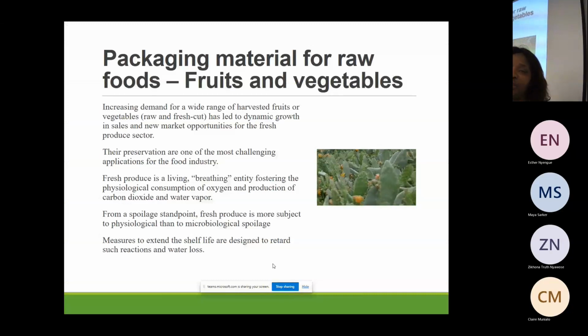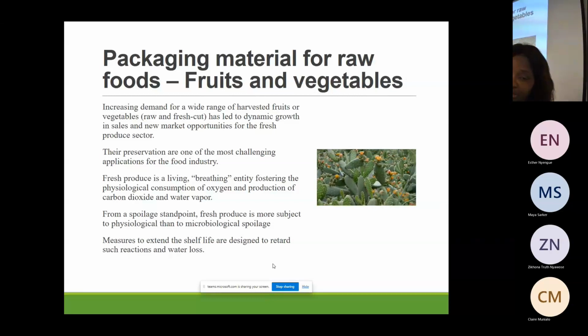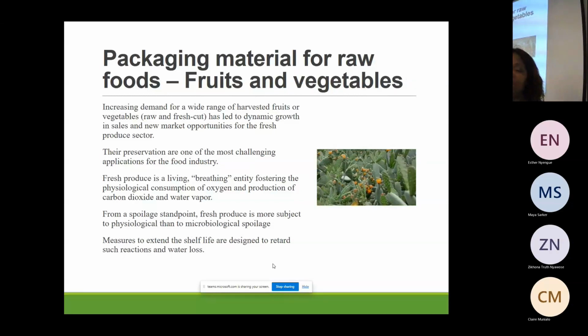And then we look at the packaging material for raw foods, which are fruits and vegetables. There has been an increase in demand for fruits and vegetables, which a lot of times are required raw, right? So you tend to find that these raw products need to get to the consumers still looking fresh and still tasting fresh. Fresh produce is a living, breathing entity, which is fostering physiological consumption of oxygen and production of carbon dioxide and water vapor.